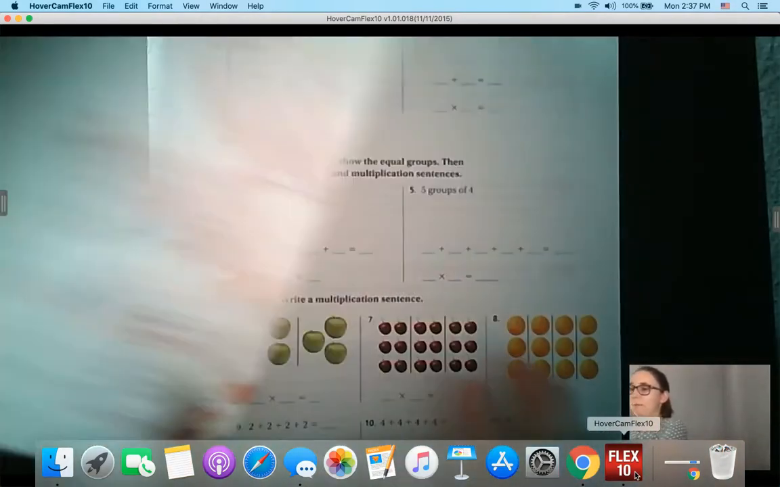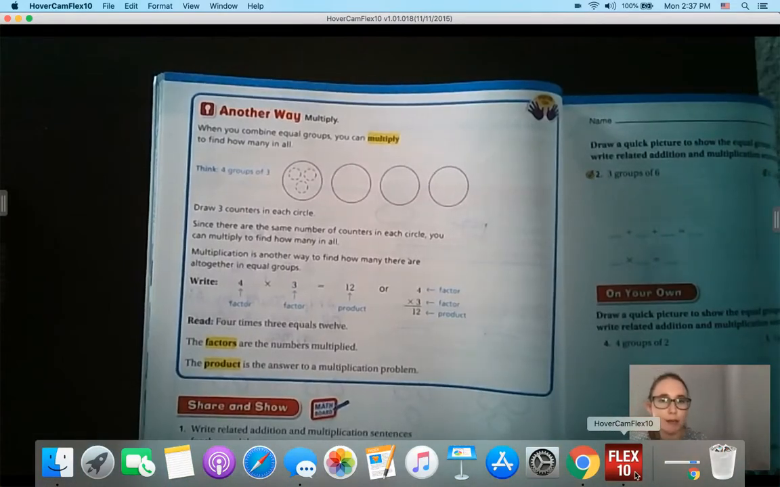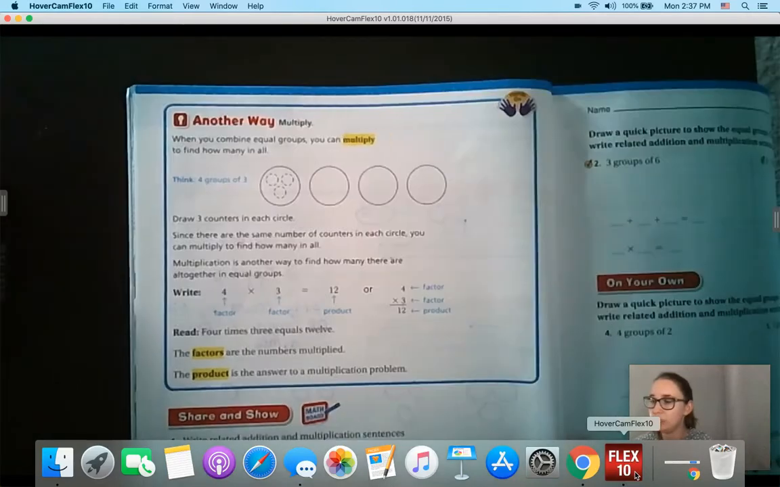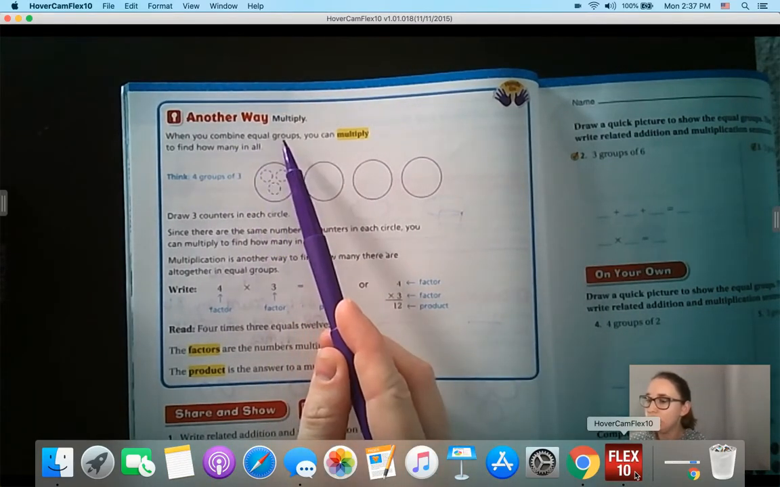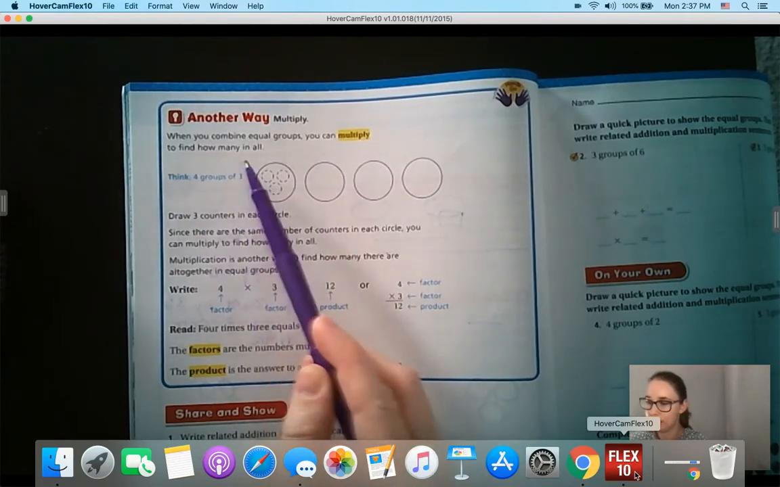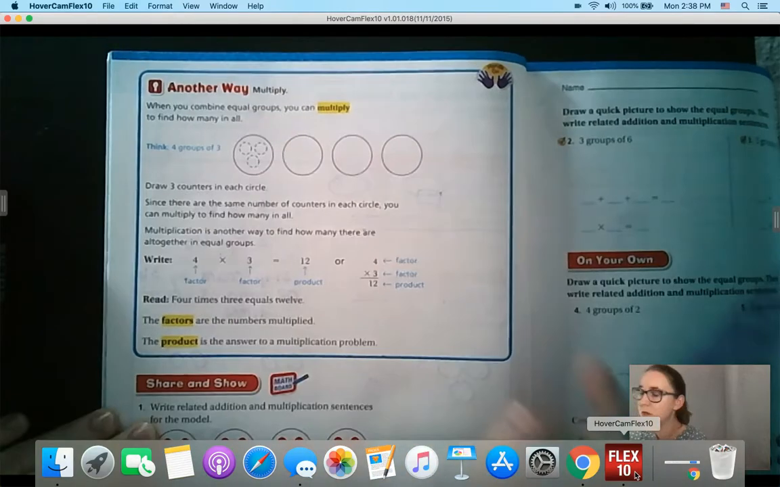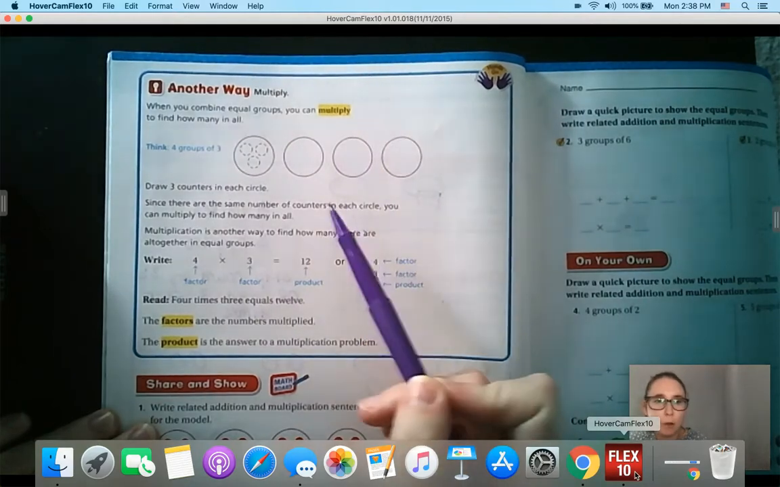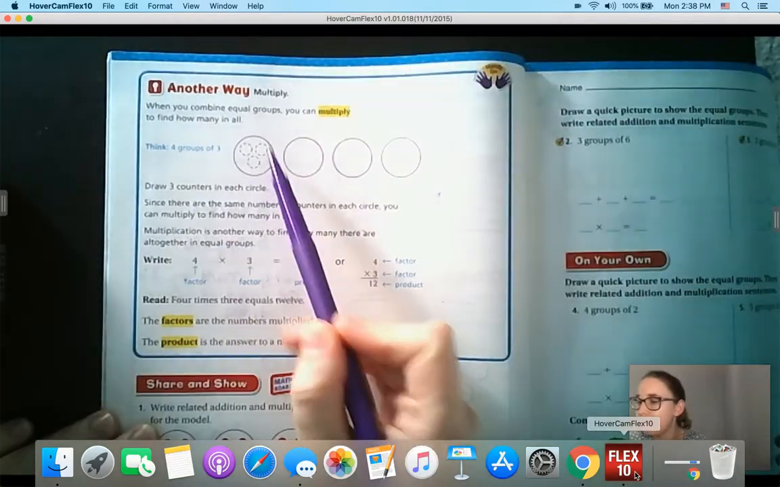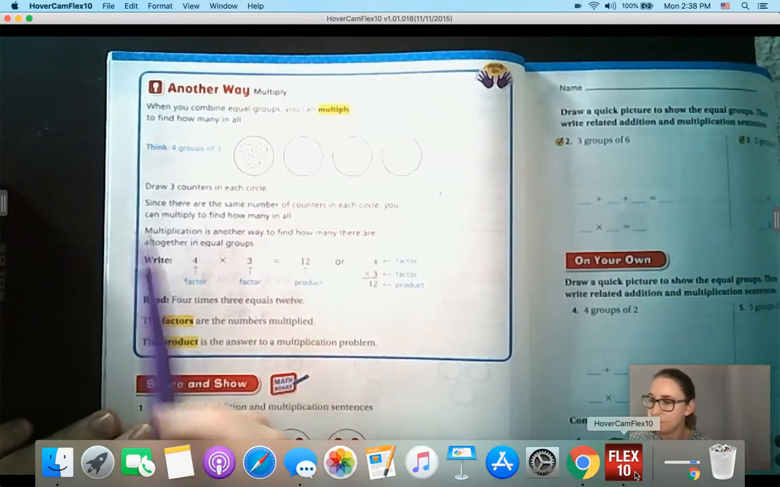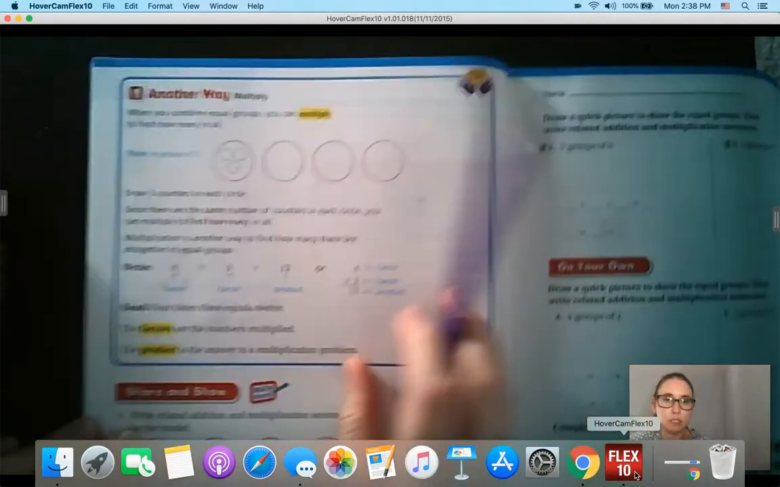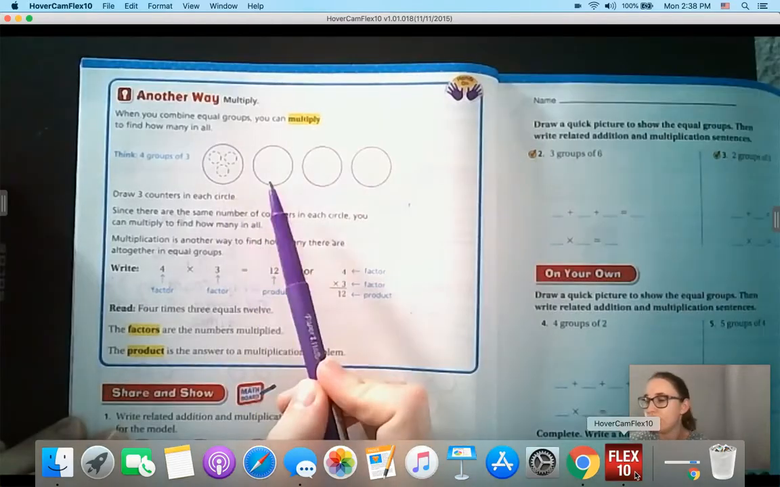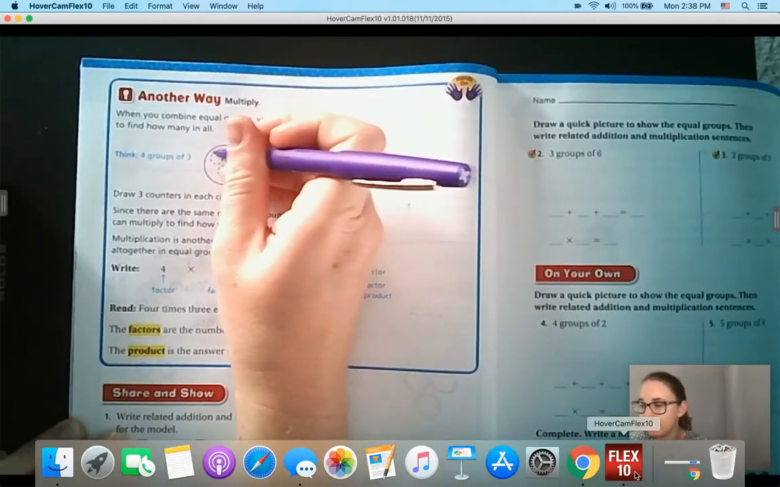Okay, so we're going to go to the back. And we're going to do another way. Another way we're going to do this is by multiplying. When you combine equal groups, you can multiply to find how many in all. So multiply means how many groups of something you have all together. So this one we're thinking 4 groups of 3. This is just another way to do this. So we still have our 4 groups, which our 3 counters are in each group.